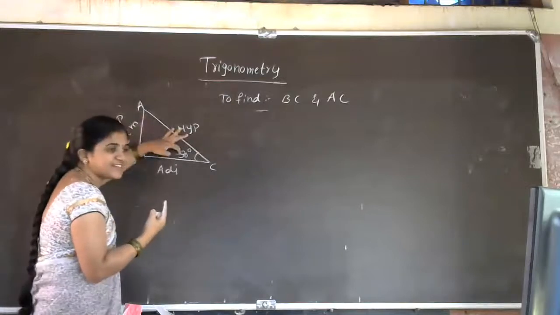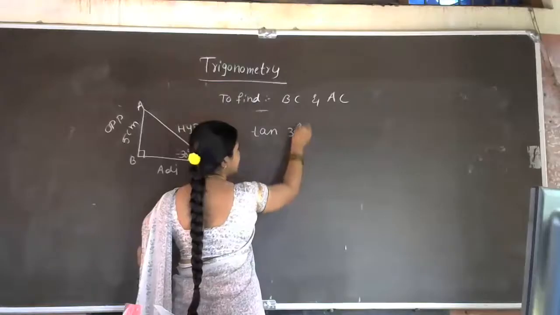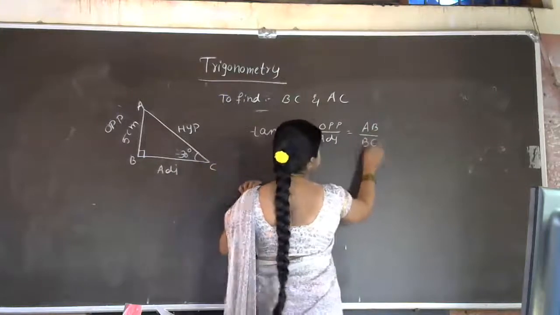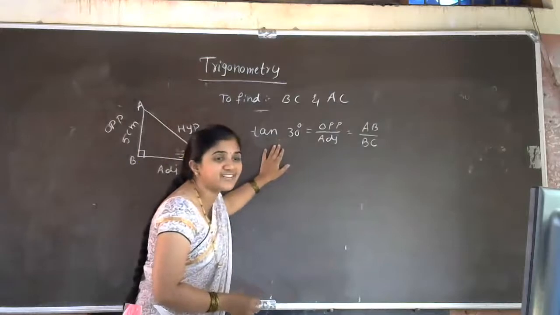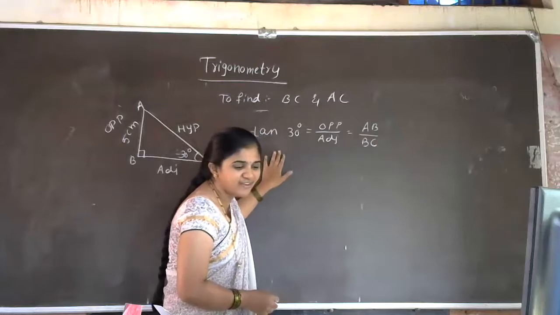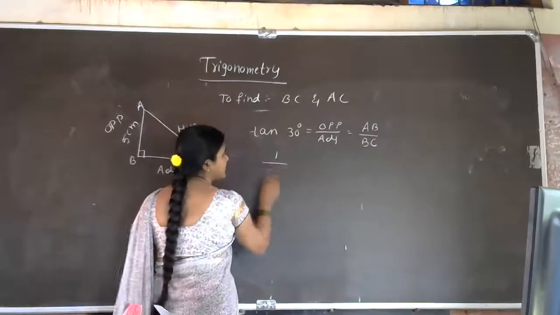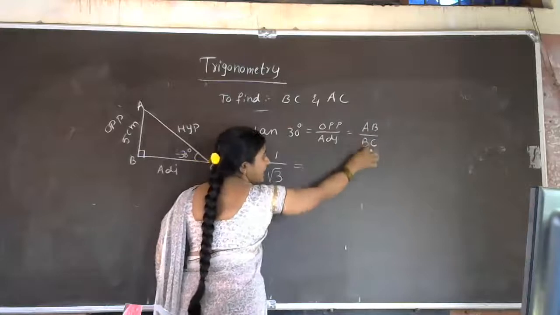Here 30 degree is given, so we can apply tan 30. Tan 30 degree is equal to, the formula, the ratio is opposite by adjacent. Opposite side name is AB divided by adjacent is BC. What is the value of tan 30, students? Look at the textbook. Yes, 1 by root 3. You just substitute tan 30 as 1 by root 3, which is equal to AB by BC.